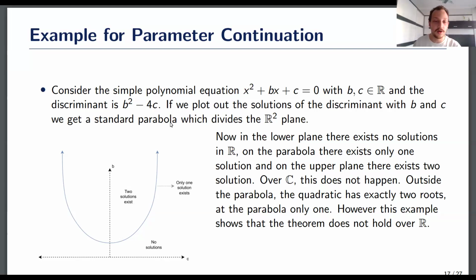However, in R, look at this graph where the parabola is the solution of the discriminant. In the upper plane, you have 2 solutions. In the lower plane, you have no solutions. And on the parabola, you only have 1 solution, which is in the discriminant. So you can take a path from the upper plane to the lower plane. What this means is that the theorem does not hold for non-algebraically closed spaces.